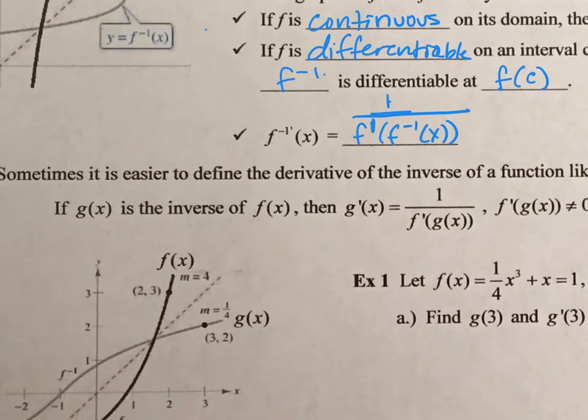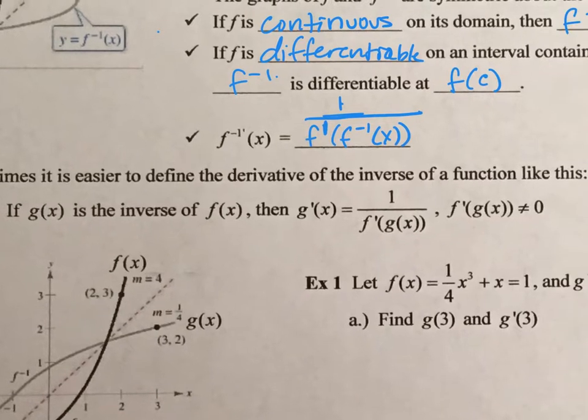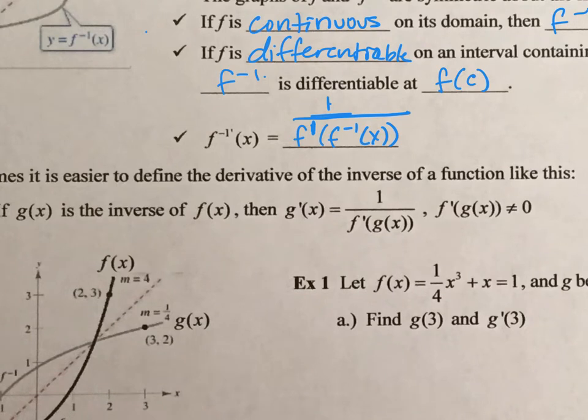Instead of using f to the negative 1 of x, let's use a different notation. Let's just call g of x the function that is the inverse of f of x. Well, if g of x is the function that's the inverse of f of x, then to find the derivative of that inverse function, we will just take 1 over f prime of g of x. Okay, you can see that this notation is a little bit less confusing than this notation. So we'll tend to use this notation a little bit more. Now, we have to add the point that f prime of g of x cannot be equal to 0.